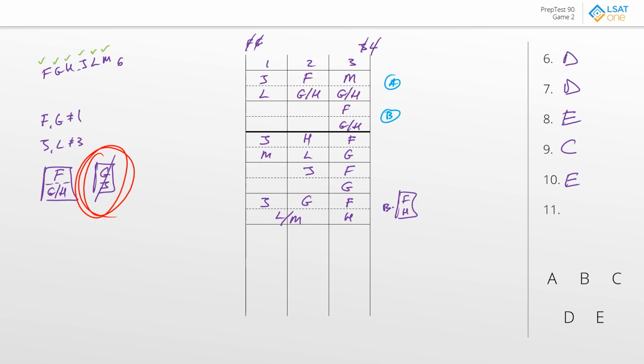But then the second question here is, does that really ensure that G and J can't be together? And one thing that should stick out is the fact that this rule only really tells us what happens if H is in 1.